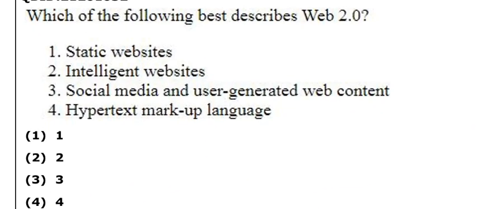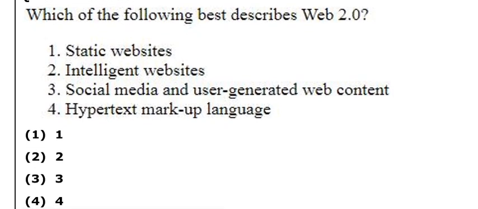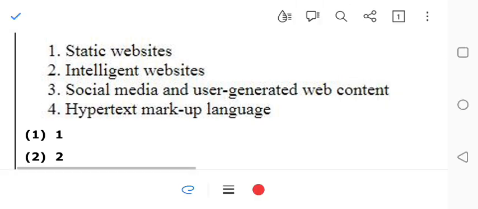Which of the following best describes Web 2.0? Static websites, intelligent websites, social media and user-generated web content, hypertext markup language. It will be social media and user-generated web content.